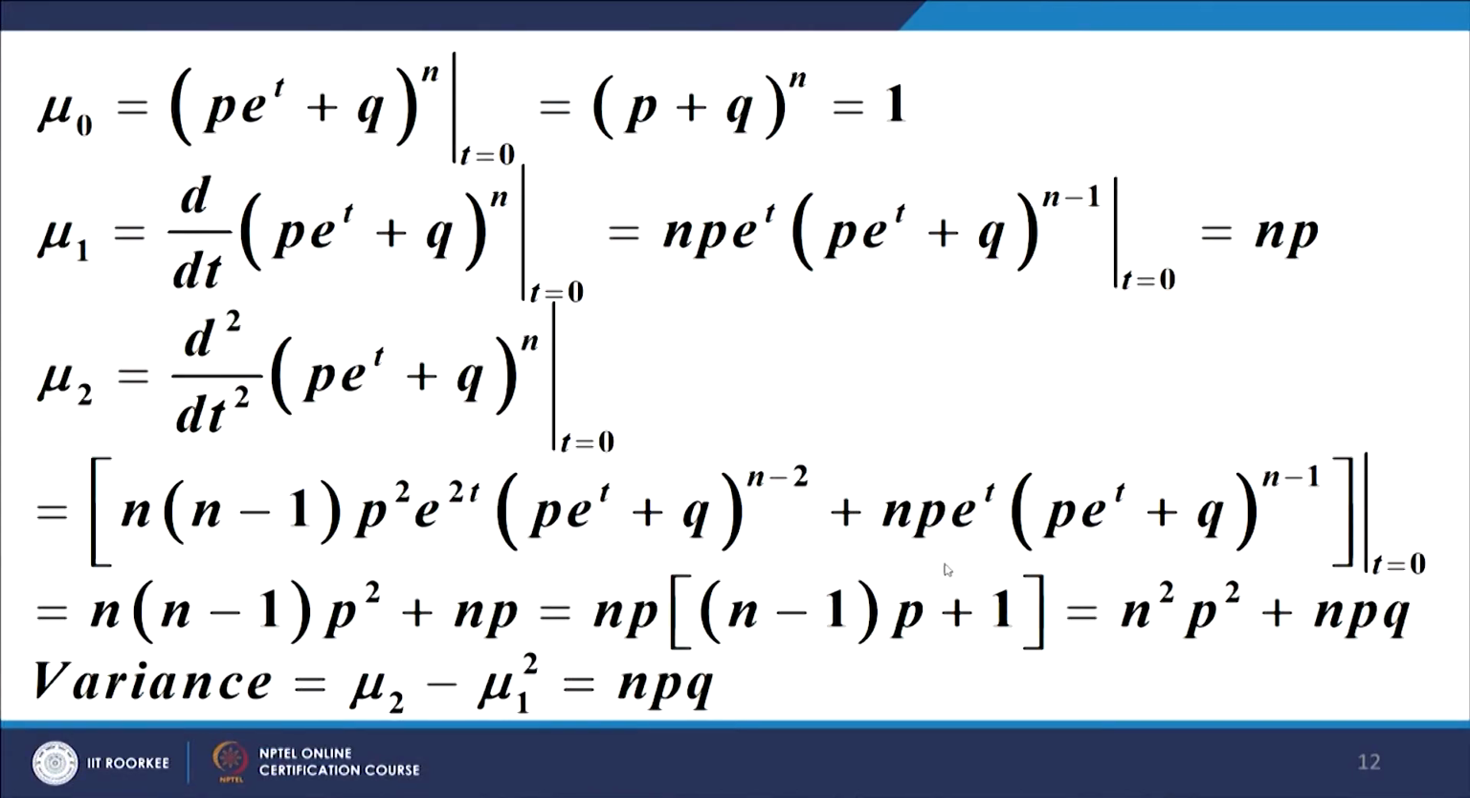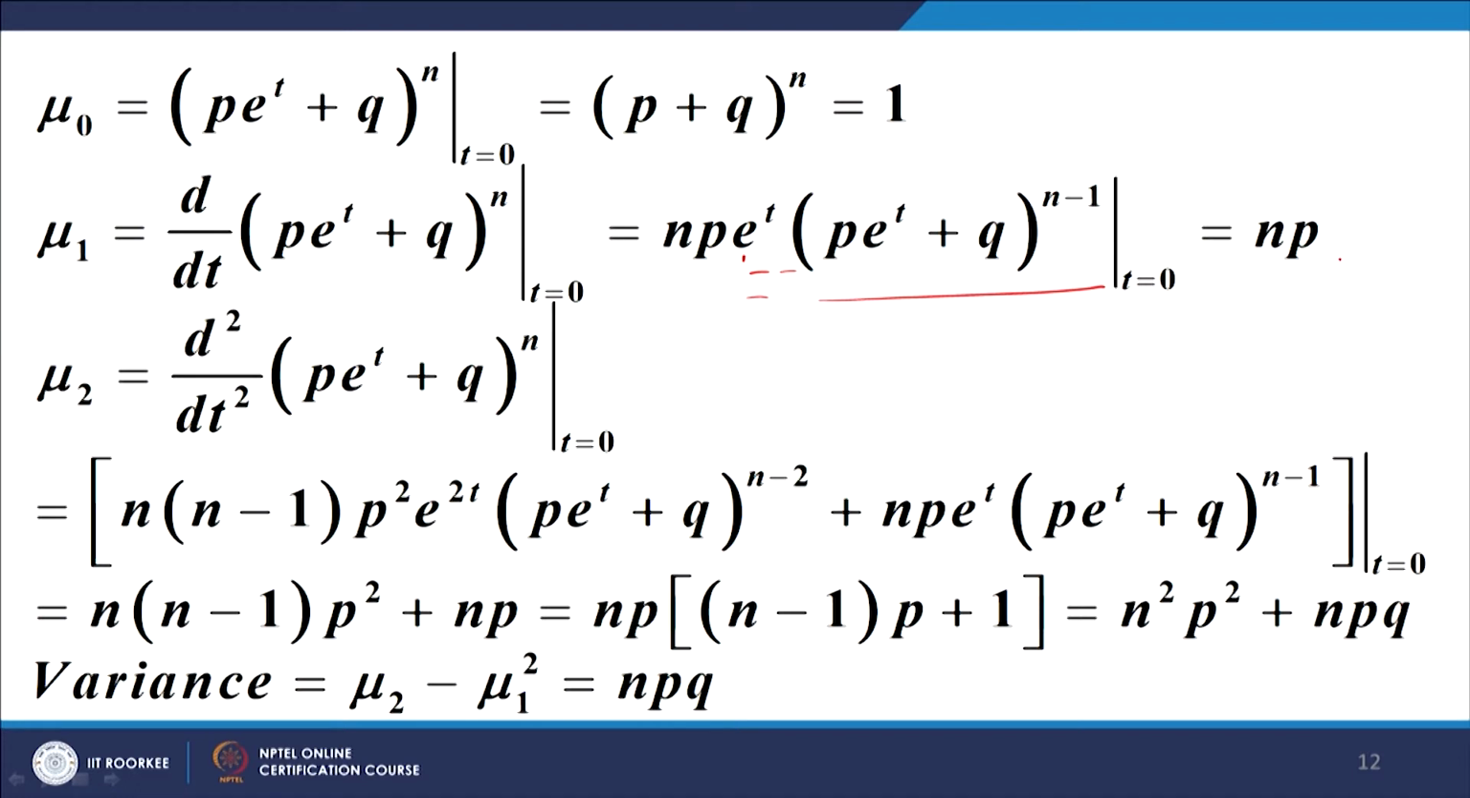And you can verify that mu 0 is obtained by putting t equal to 0 in this, and you get (p plus q) to the power n, that is equal to 1. So mu 0 is equal to 1. Mu 1, if you differentiate it with respect to t, you get this expression. When you put t equal to 0, you get (p plus q) to the power n minus 1, which becomes equal to 1. So e to the power t becomes 1, and the mean becomes np. So, mu 0 is 1, mu 1 is equal to np, and similarly you can work out mu 2.